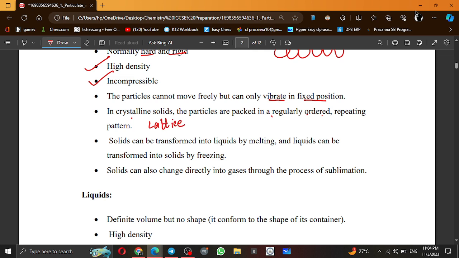Solids can be transformed into liquids by melting, and liquids can be transformed into solids by freezing. Solids can also change directly to gases through the process of sublimation, and gases can turn directly into solids through the process of desublimation, or deposition as some people like to call it.